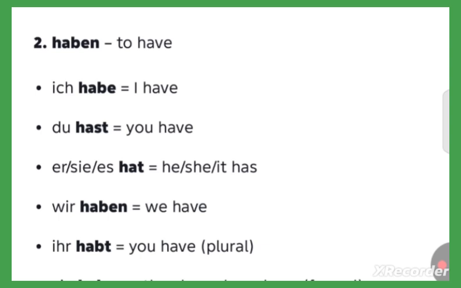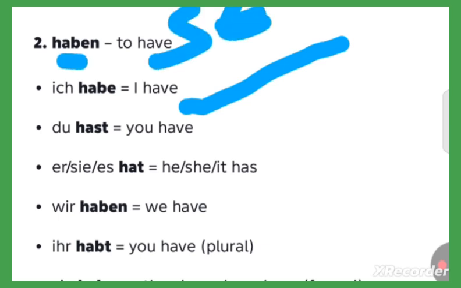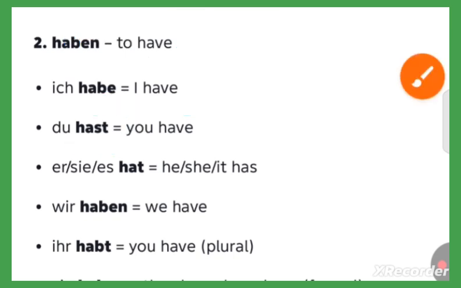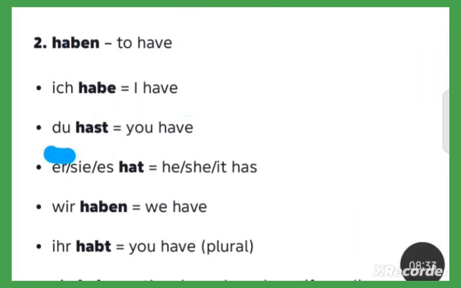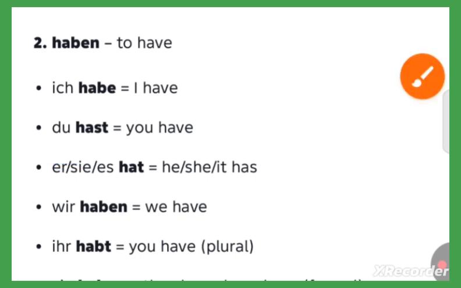So ich habe, that's I have. If you're saying you have, from the word haben, it has to end in st. So we remove en, you also remove b, it becomes hast. So du hast, meaning you have. So you don't say du habe. No, habe is only for ich habe. If you have, you say du hast. So whatever you have, du hast, meaning you have.